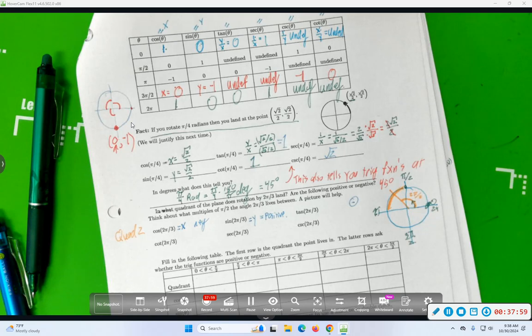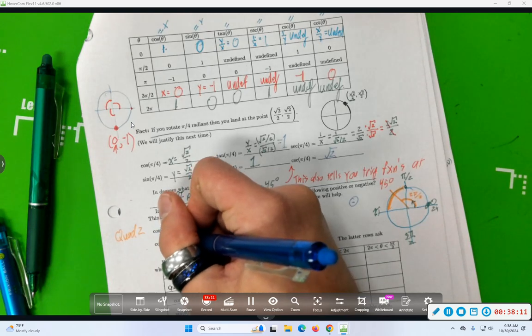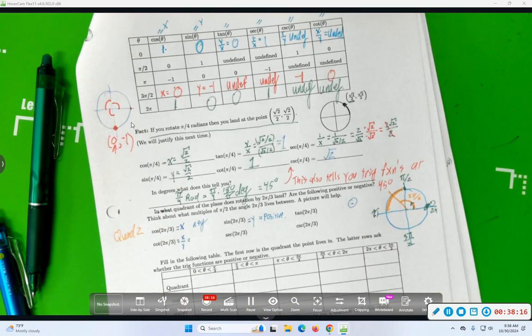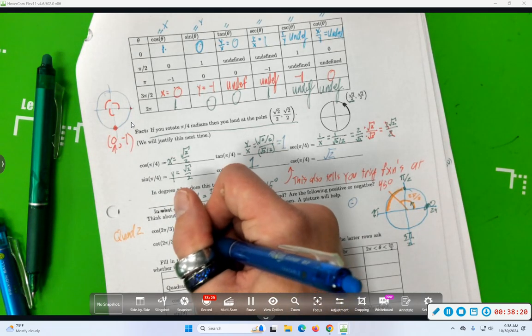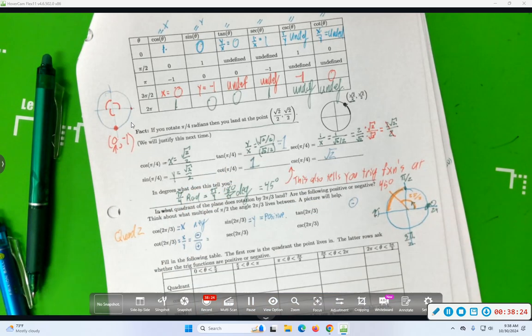Cotangent, positive? Negative. I think the negatives have it, but there was some controversy, so let's talk through it. Cotangent is x divided by y. The x value is negative. The y value is positive. So I see a negative number divided by a positive number, which will result in something negative.